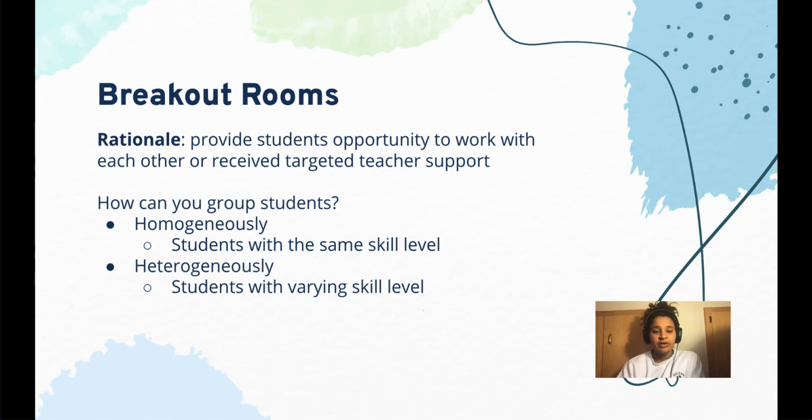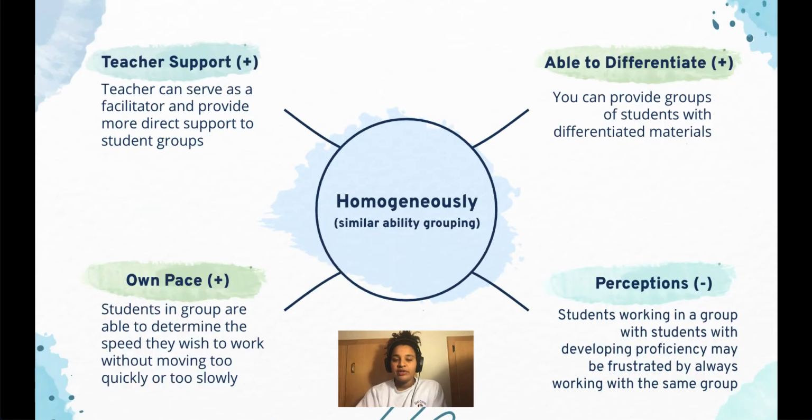There are 2 ways to do breakout rooms. You can do homogeneous breakout rooms or you can do heterogeneous breakout rooms. So really quickly, let's talk about some of the benefits of each method of grouping. Again, homogeneous, similar ability grouping. The 3 main benefits are teacher support, you're able to differentiate more specifically, and students can work at their own pace. Sometimes students may perceive that being in one group is not as good as being in the other group, but if you create a community around everyone's learning and meeting students where they're at, that's typically not a problem.